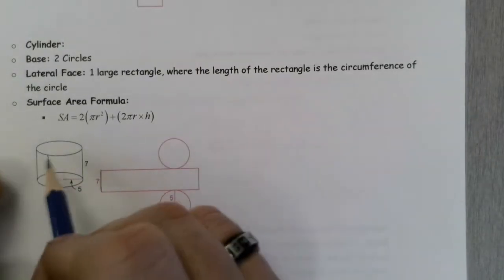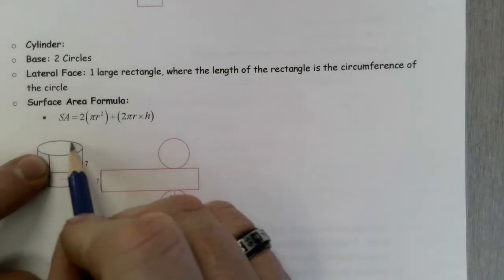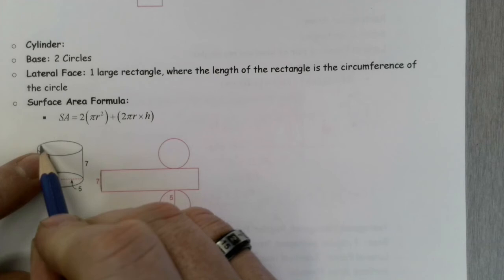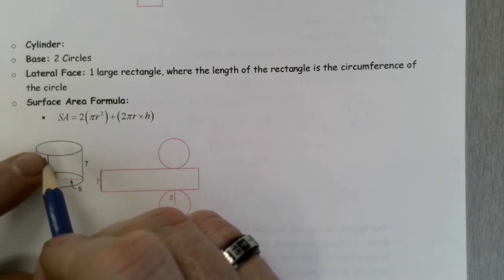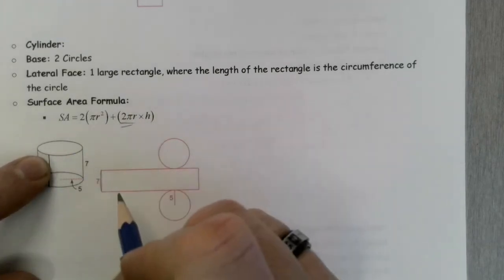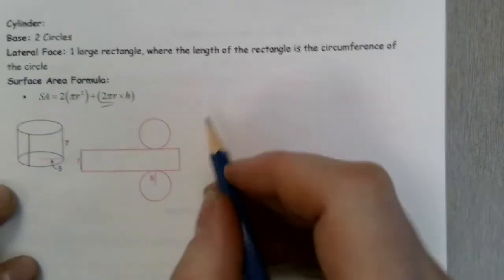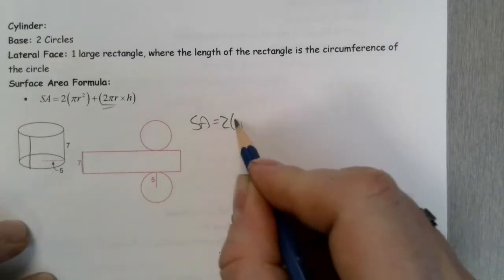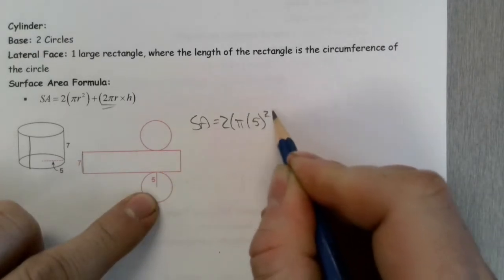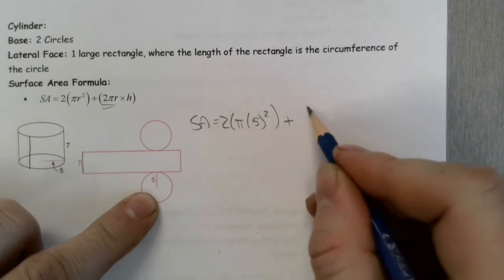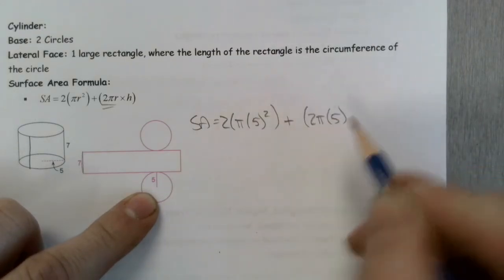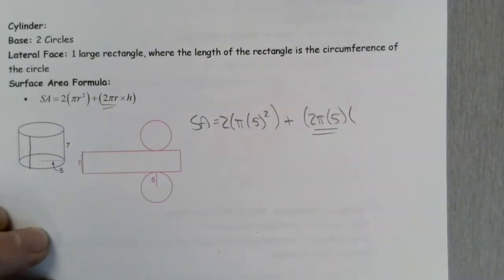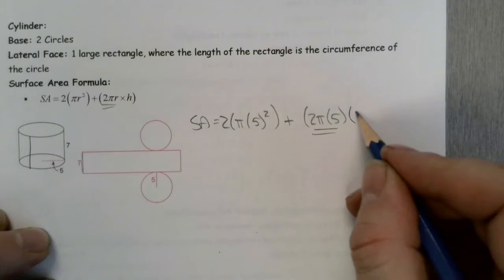Well, the length, you got to think about it here. This thing gets wrapped around the circular base here, so the length of the rectangle should be equal to the perimeter or the circumference of the circle, and that's 2 pi r. So that's our formula here. So in this particular case here, this is going to be 2 for the 2 circular bases here. Pi times my radius is 5, so 5 squared, plus 2 pi times 5, that's again the radius of the base, and that's going to be the circumference, and then multiplied by 7, the height.